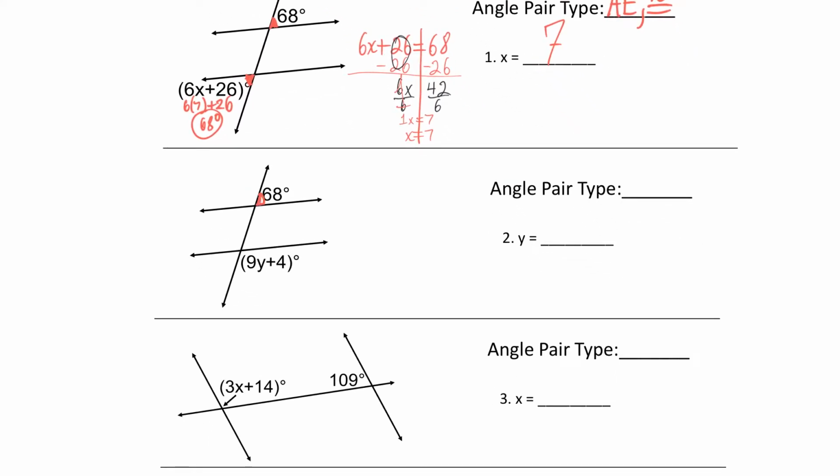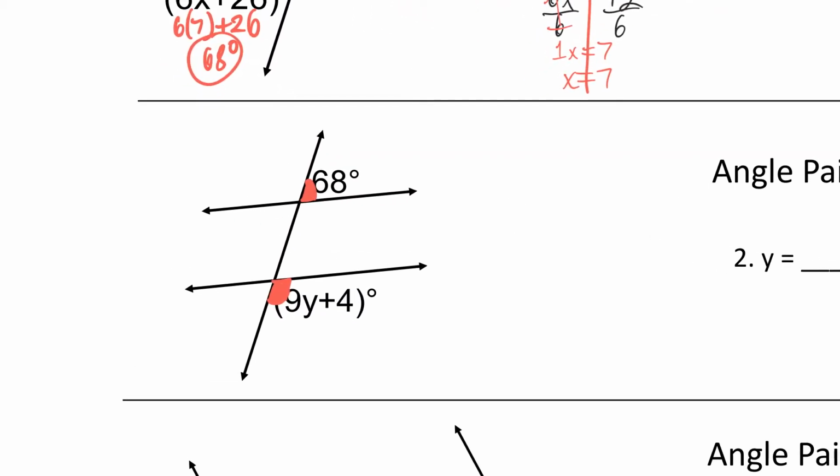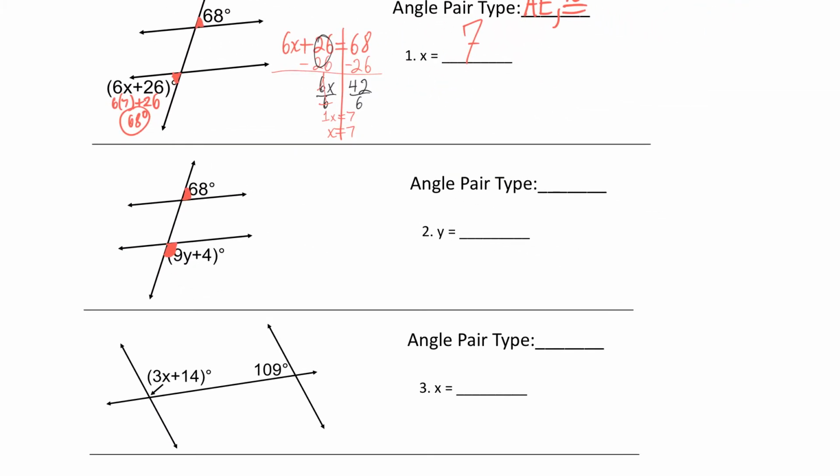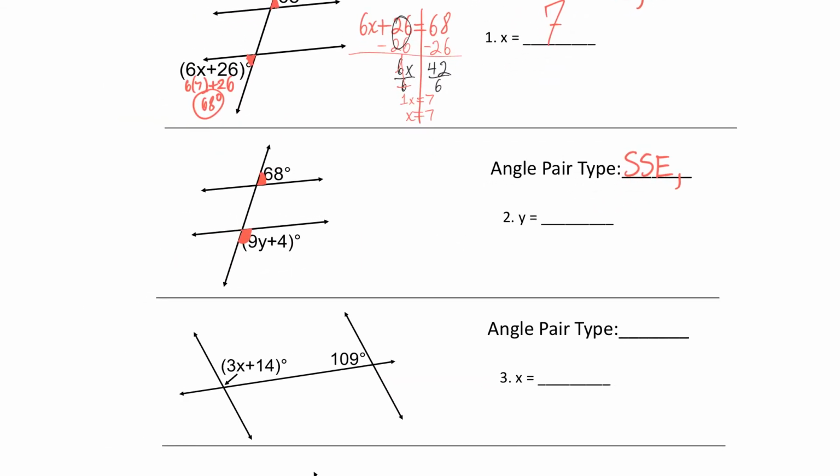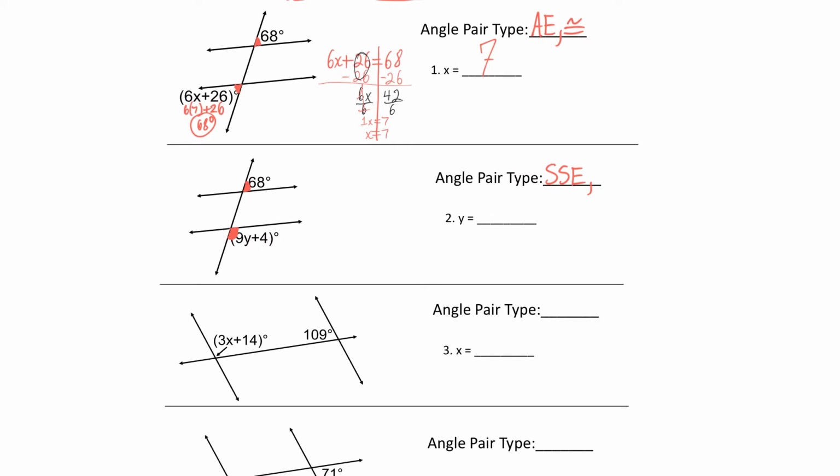Next, number 2. So this angle right here and this angle right here. What type of angles are those? Yep. Good, they're same side exterior. And if the lines are parallel, what do I know about same side exterior? They're supplementary.